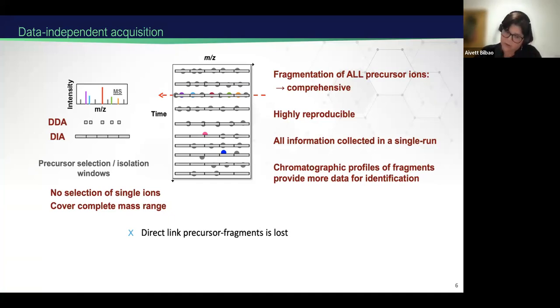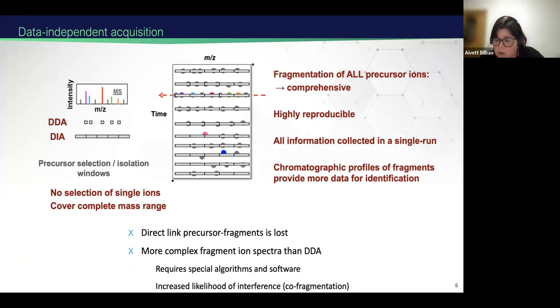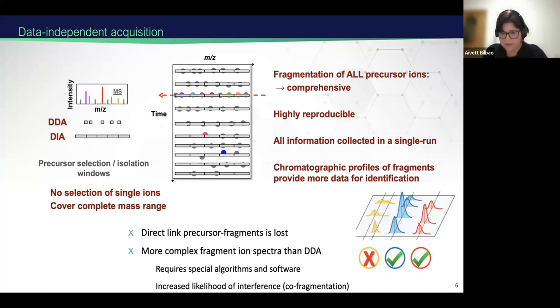And then this also has some disadvantages, consequences, right? So the drawback is that the direct link between the precursor and the fragment ions is lost because we are fragmenting multiple ions at the same time. So there is no single precursor ion selection. And the data is more complex to process, so it requires specialized algorithms and software. Also, another drawback is that because we are doing co-isolation and co-fragmentation, the likelihood of interference increases. And then based on these chromatographic profiles, that's the basis to do the annotation in the data for DIA. I will talk more about that later.